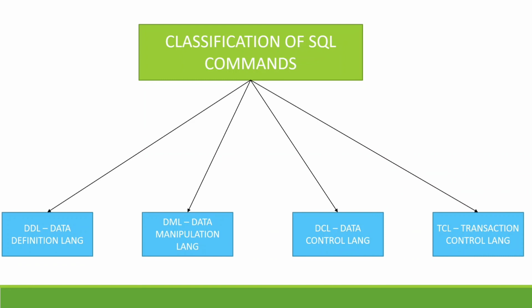The last one is the TCL, or the Transaction Control Language. These are used to control the transactions of the data. By transactions, I mean the insertion, deletion, or updating of the data. All these things are controlled using the TCL commands. Basically, if I go by the definition, TCL is used to manage the changes made to the data in a table by the DML statements.